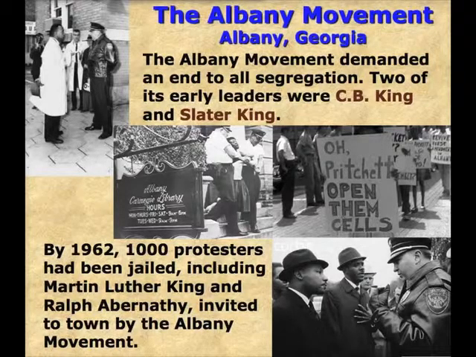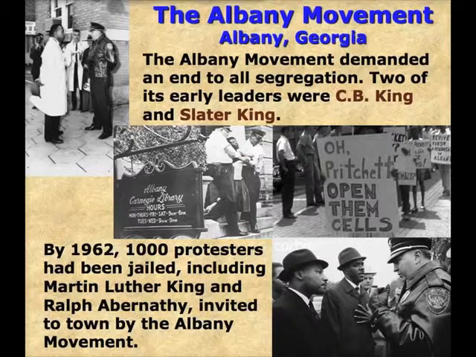C.B. King and Slater King were leaders of the Albany movement, a campaign to eradicate segregation in their corner of the South. The white city council vowed this would never happen. The library was closed rather than allow blacks to check out books. Nets were cut off tennis courts rather than allow blacks to play. Protest marches resulted in mass jailings.